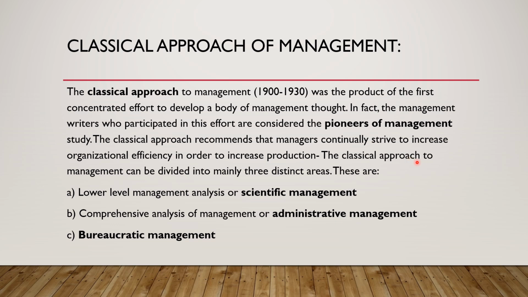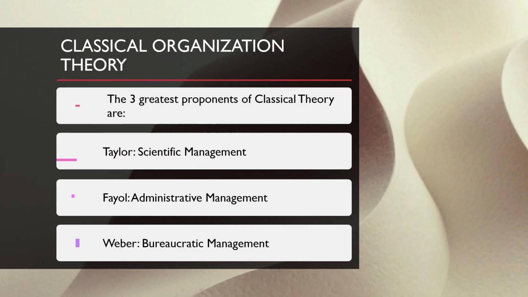The classical approach to management can be divided into mainly three distinct areas. First is scientific management, second is administrative management, and third is bureaucratic management. There were different people who actually propounded these rules or theories of scientific management, administrative, and bureaucratic management. Let's see who all did it. The three greatest proponents of classical theory are: first one is Taylor for scientific management, Fayol for administrative management, and Weber for bureaucratic management.